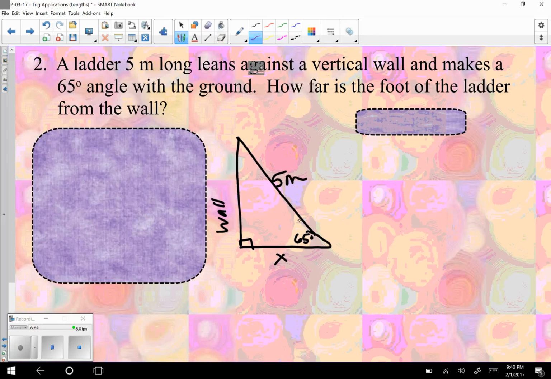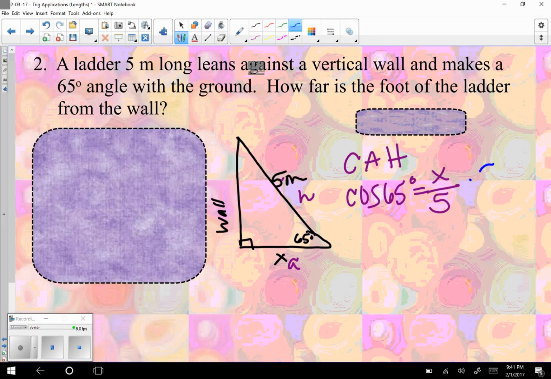So if I look, I've got 65 degrees. I want to know what's the relationship with x and 5 to 65. Well, 5 is the hypotenuse, right? X is the adjacent angle. So which trig function uses adjacent, hypotenuse, the adjacent leg and the hypotenuse? Cosine. All right, so cosine of my angle, which is 65 degrees, equals x over 5.